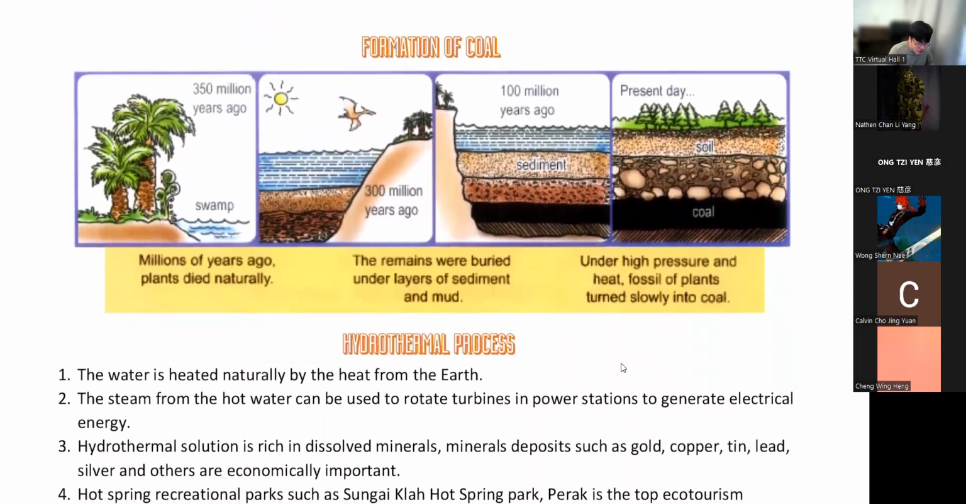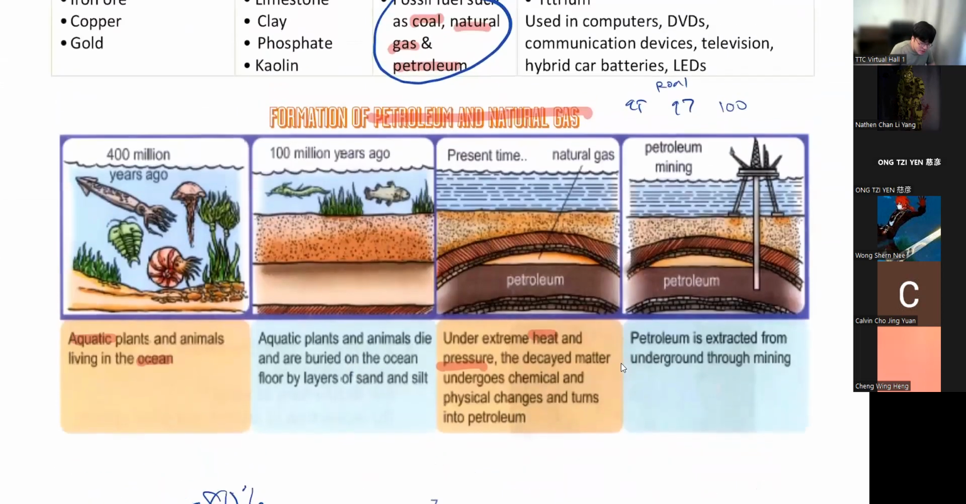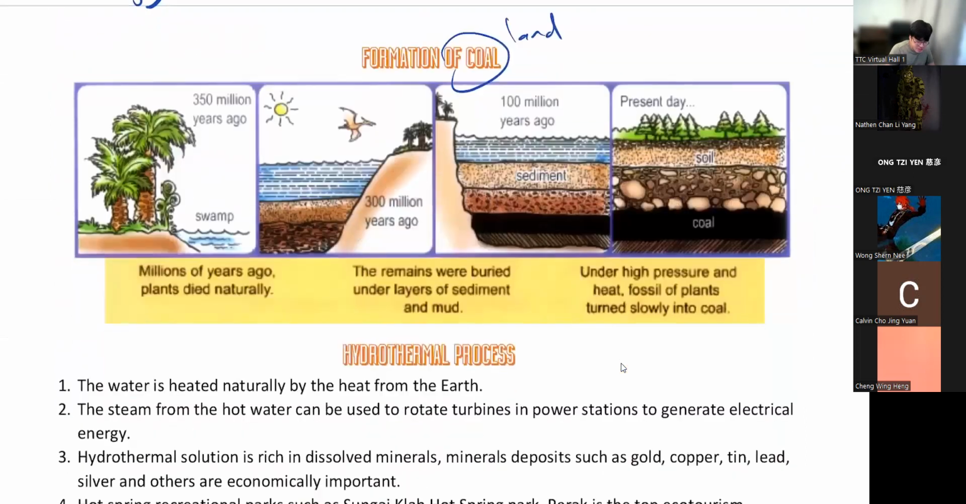So coal is from land. Just now I said petroleum and natural gas are from the sea, from the ocean, right? Now this is from the land.